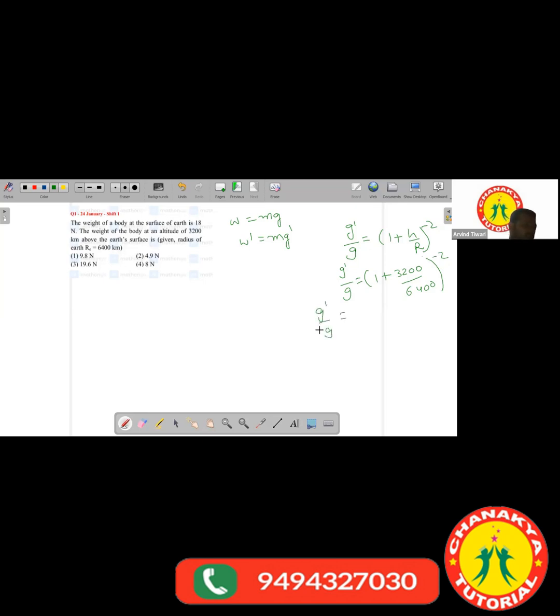Yes, tell the answer quickly. 1 plus 1 by 2, isn't it? Power minus 2. Then take the square to the other side, make it square root, and obtain the answer. So you'll get your answer here as 3 by 2. 3 by 2 power minus 2 is g dash by g.